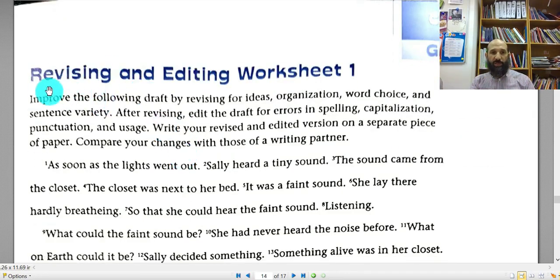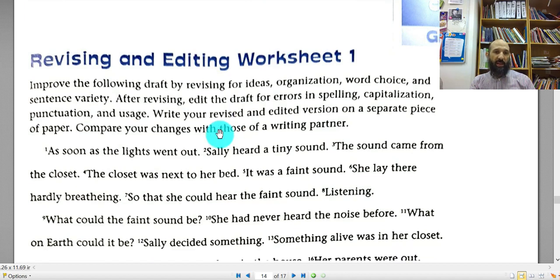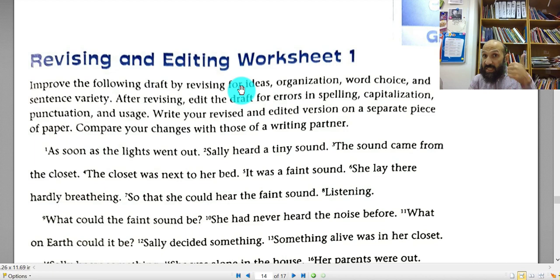Now we have two revision sheets, revision and editing worksheets. In this worksheet, this is what you need to do. Let me explain. Improve the following draft by revising the ideas, so you can play a bit with the ideas, the organization of those ideas, the word choice. Sentence variety is what I want you to focus on more, because sentence variety means you need to write compound, complex, and compound complex sentences, all three types, to make your writing rich, not simply simple sentences like most of the sentences here.